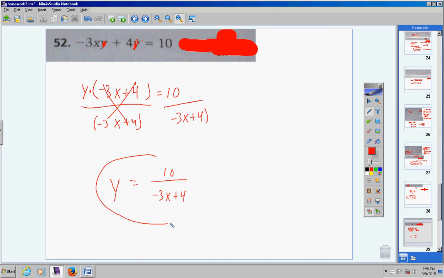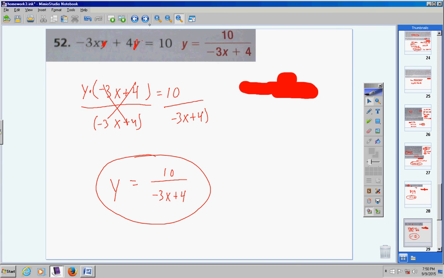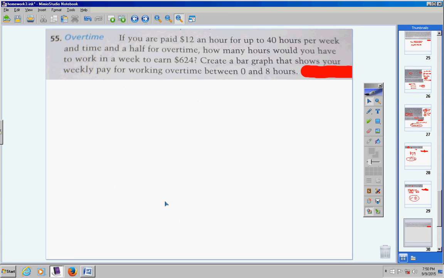That's a good problem, very good problem, and a good problem when dealing with solving multivariable equations. Doing a little factoring there is a good thinking problem. And there we go. All right, moving on to number 55.